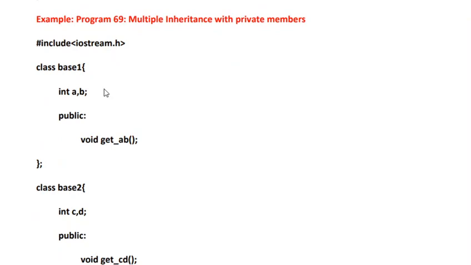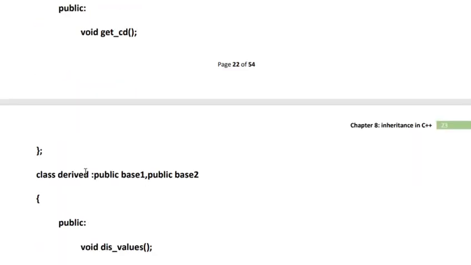Now let us consider the third example wherein I've placed the data members in the private section and the member function in the public section. So A, B, C, and D are placed in the private section of base class 1 and base class 2 respectively, whereas the member functions are placed in the public section. So in base class 1, AB is placed in the private section of the class, whereas getAB is placed in the public section of the class. In base 2, CD is placed in the private section of the class and getCD is placed in the public section of the class.